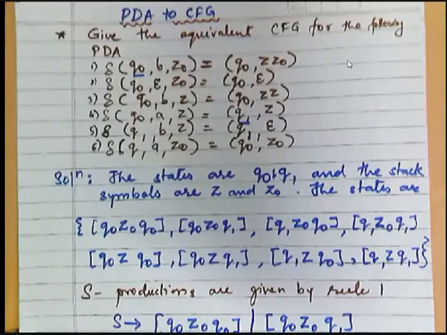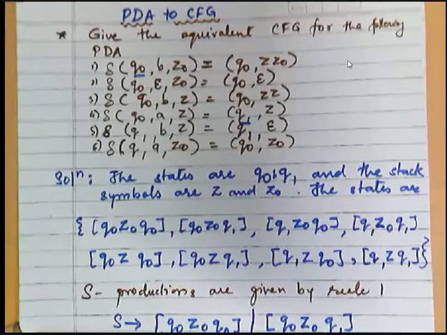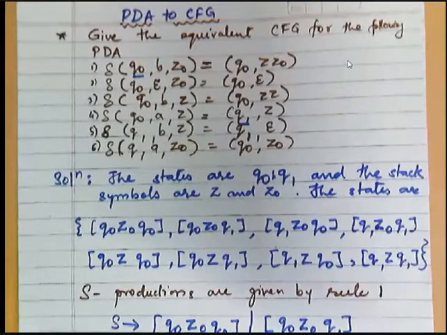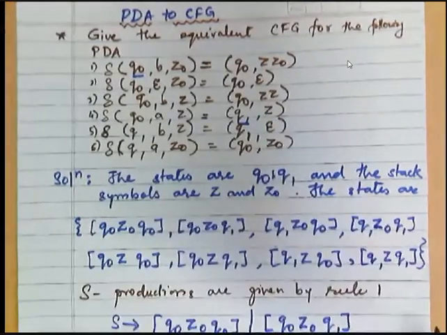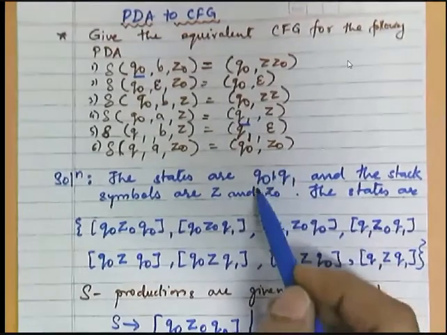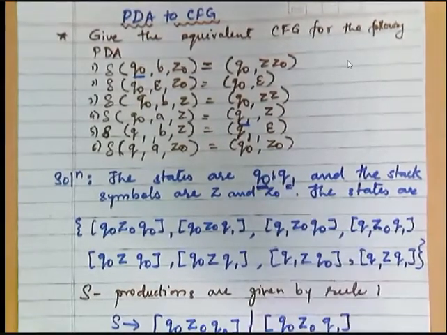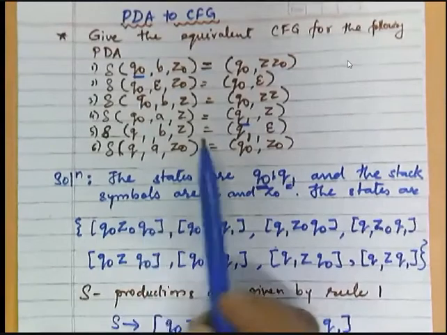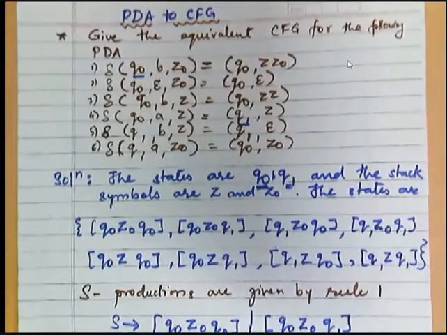First, in this solution, we will be checking how many states there are. If you observe all these rules, we find two states, Q0 and Q1. And the stack symbols are Z and Z0, right?